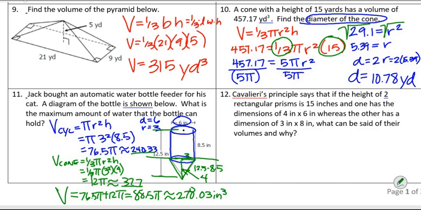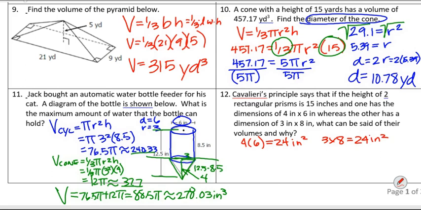All right, number 12 says, Cavalieri's Principle says that if the height of two rectangular prisms is 15 inches and one has the dimensions of 4 by 6 inches, whereas the other has the dimensions of 3 by 8 inches, what can be said of their volumes and why? Well, the first thing I notice is that 4 times 6 equals 24, and that would be inches squared. And 3 times 8 equals 24 inches squared. So those bases have the same area.